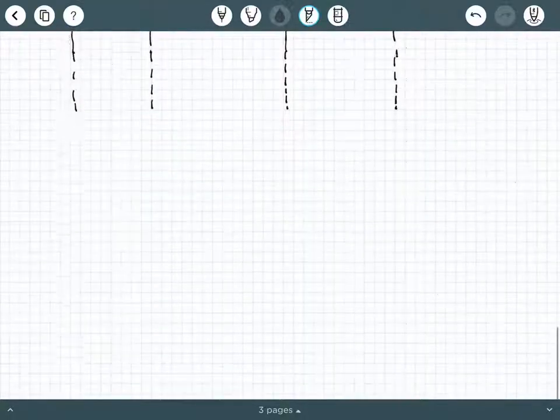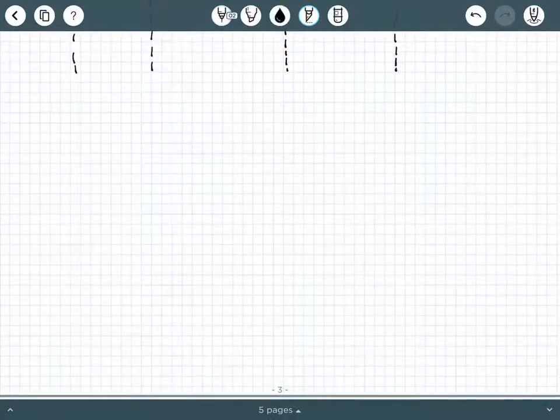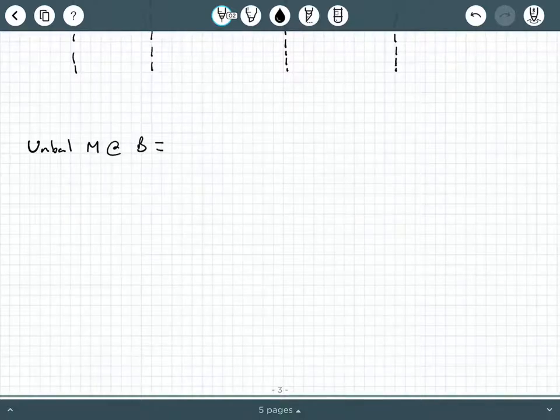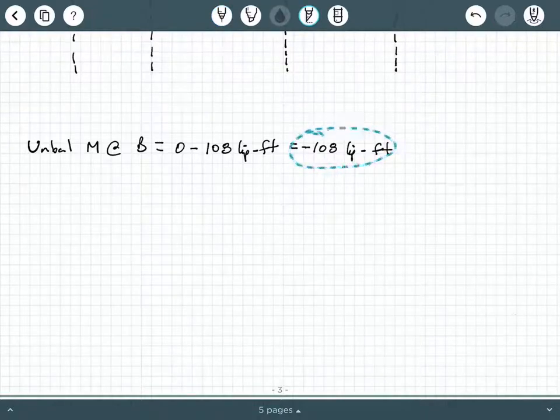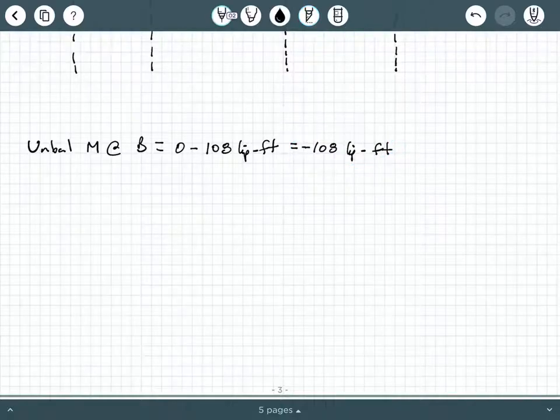I'm going to start at joint B, but we could just as easily start at joint C. So I'm going to scroll down a little bit and give myself some room for further calculations if I need to expand that table. So we're going to have an unbalanced moment at B, and that equals 0 minus 108 kip feet, which clearly equals 108 kip feet, okay? And then what we do is we multiply, this is negative right here. We multiply the negative of this unbalanced moment by each of our distribution factors, okay?